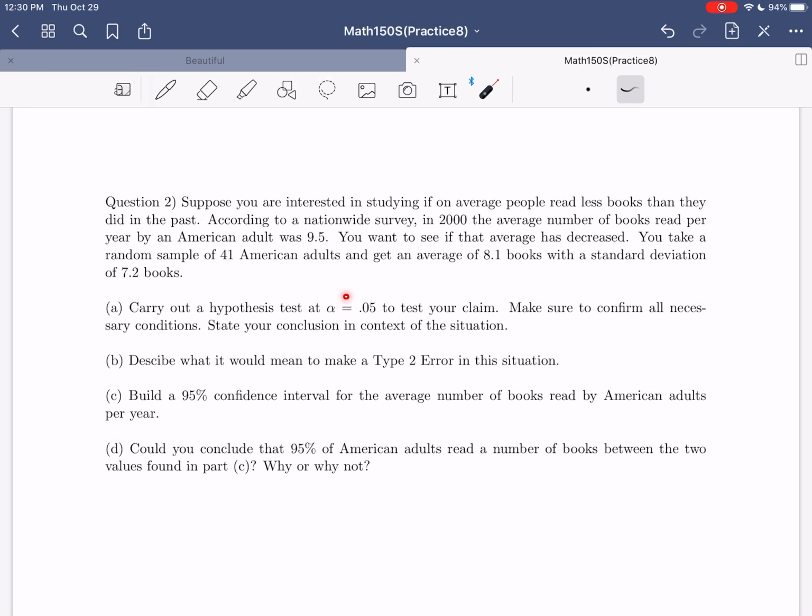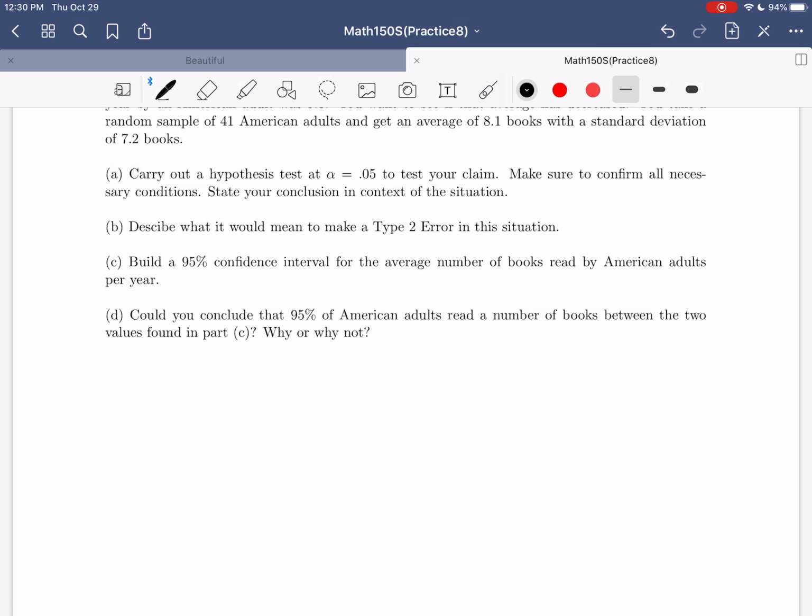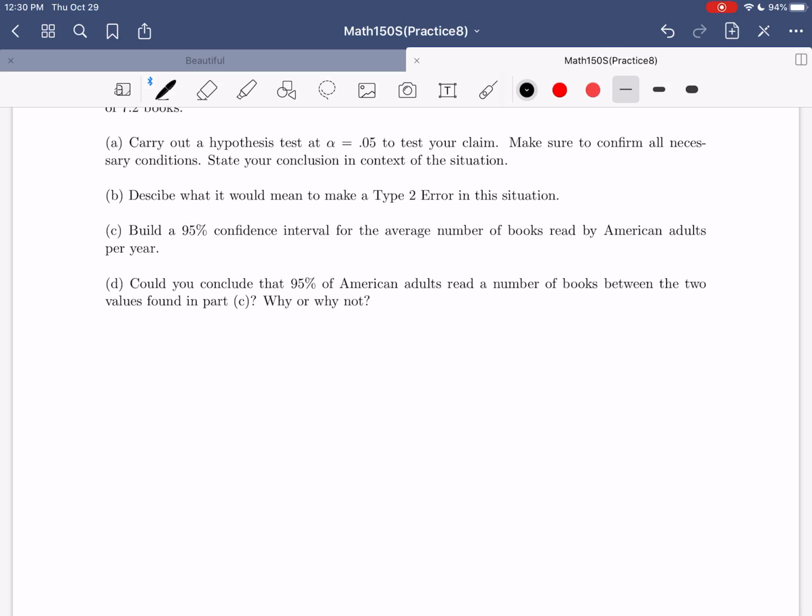What we're supposed to do is carry out a hypothesis test at alpha equals 0.05. Remember, this alpha is the level of significance. It's set in any hypothesis test ahead of time so that you know what counts as significant evidence and what does not. And along the way, we're going to make sure to confirm all our necessary conditions and state our conclusion in the context of the situation. So let's go ahead and start part A here. We'll actually try to fit in part A just below so that we can reference the information.